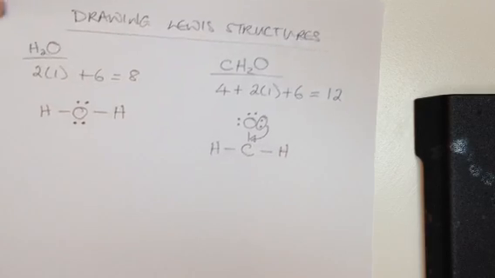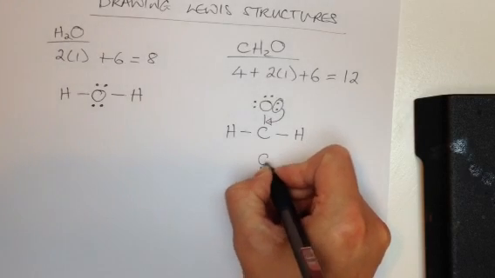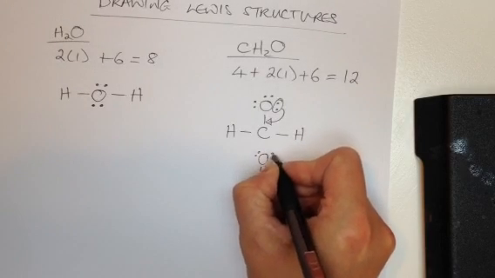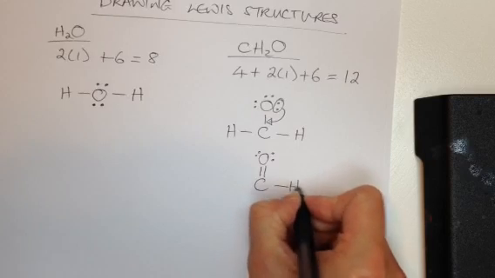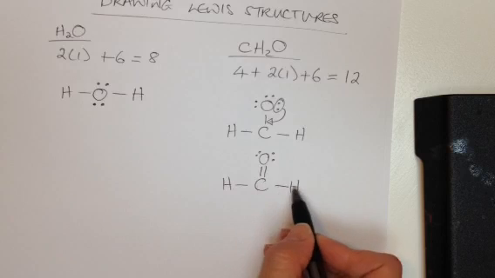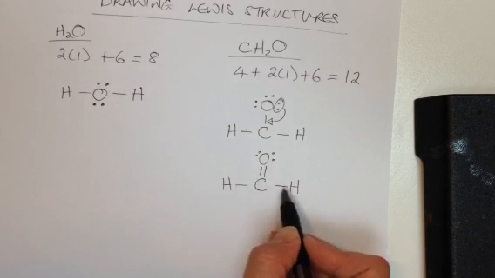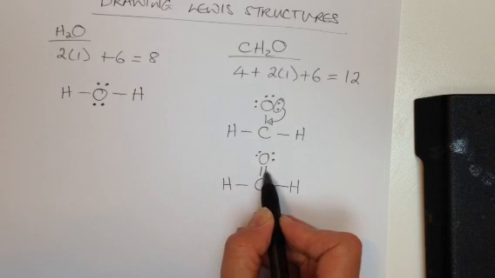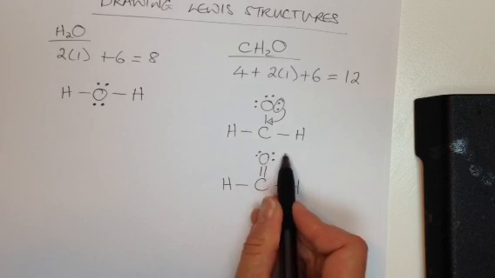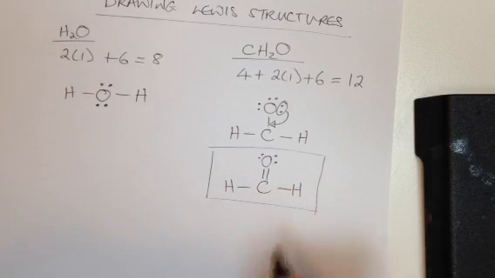Since I'm using a pen, I'm going to have to redraw it. So let's try that. So now we've still used 2, 4, 6, 8, 10, 12 electrons. Hydrogen has a duet, hydrogen has a duet, carbon has an octet, oxygen has an octet. So this is the correct Lewis structure for that molecule.